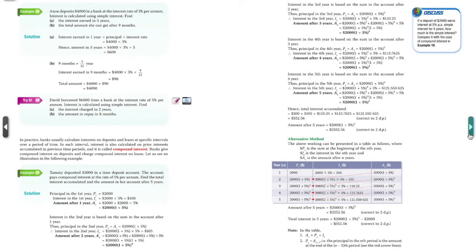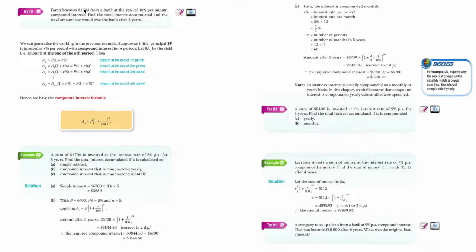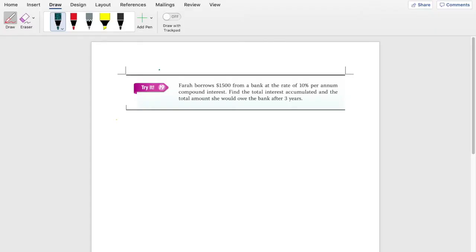So let's try it. 19. Farah borrows $1,500 from a bank at a rate of 10% per annum compound interest. Wow. So you want to find the total interest accumulated, and it's never a good idea to borrow money under compound interest. Let's see why. So for the principal amount, at the beginning, she owes 1,500.